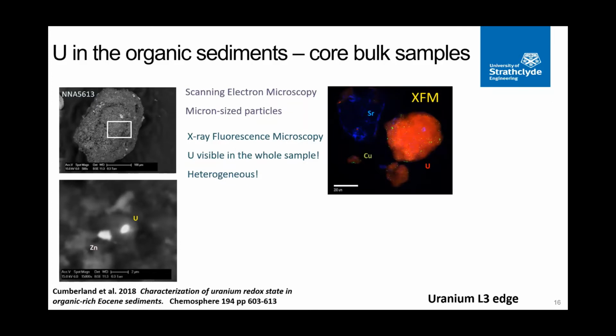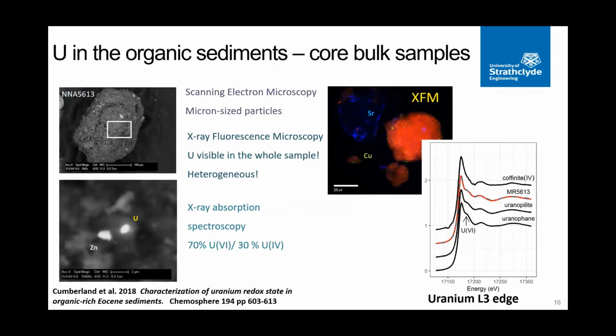This image shows, I think, four particles in the black box. The results were astounding, because one of them really showed up as being uranium rich, and in others you could see smaller particles amongst other elements. So the first conclusion: yes, it was in the organic matter, and we can now see it using XFM, and it was very heterogeneous. Heterogeneous seemed to be the word of the year.